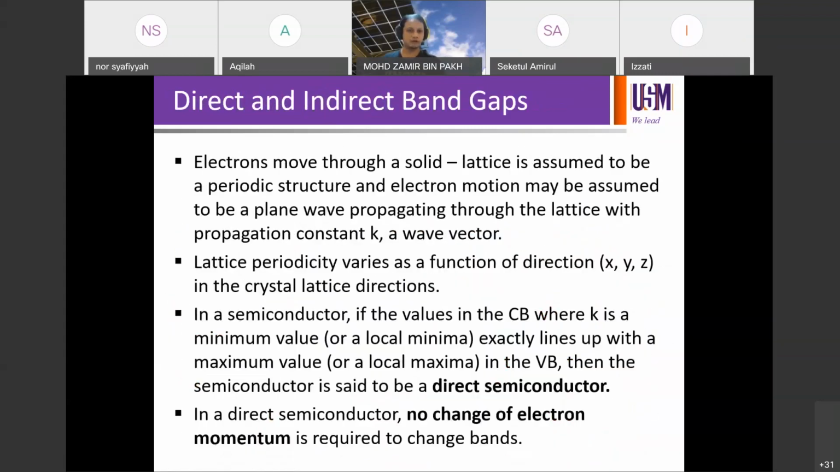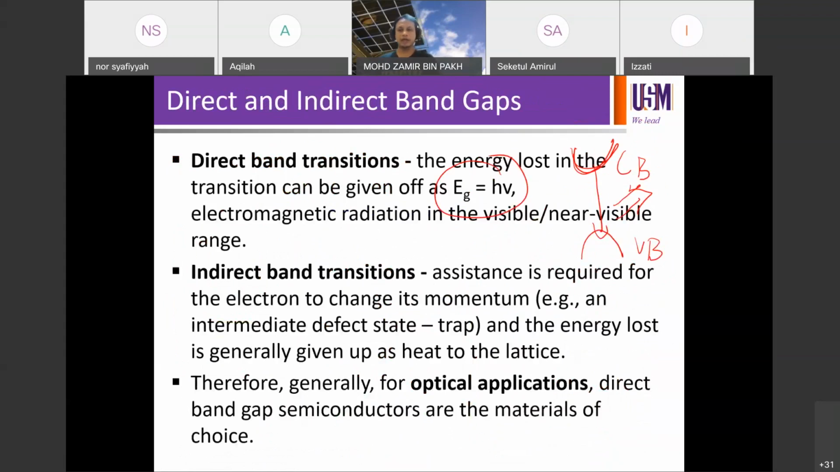So let me just finish off that slide and then we're done. On the other hand, in indirect bandgap transition, just like silicon or germanium, assistance is required. Assistance here is the K value on the E-K diagram. Remember, E plus K for indirect bandgap, just E for direct bandgap. So K is required for the electron to change its momentum on the x-axis. For example, from an intermediate defect state or trap, we're going to learn later on, and the energy is lost. Energy loss is generally given up as heat. So the key here is heat. And the first one is now the light emission, right?